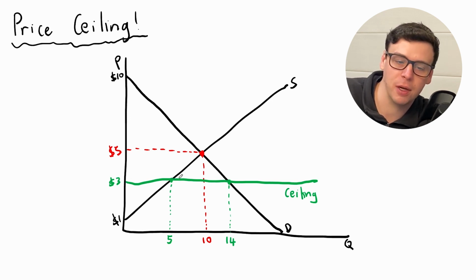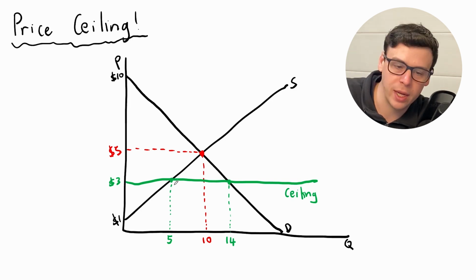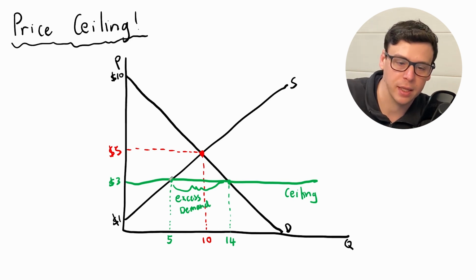At $3, firms are only willing to supply 5 units, but consumers are demanding 14 units. So unfortunately, some consumers are just going to miss out. Firms are not going to produce enough to meet this demand because there's no incentive to do so. They can't charge higher prices, so they just supply here at the $3 price ceiling. So this might lead to things like queues or consumers just missing out. Now we can label this again, awful label, but hopefully you can do better. We can label this excess demand. So the market is transacting at this point here.